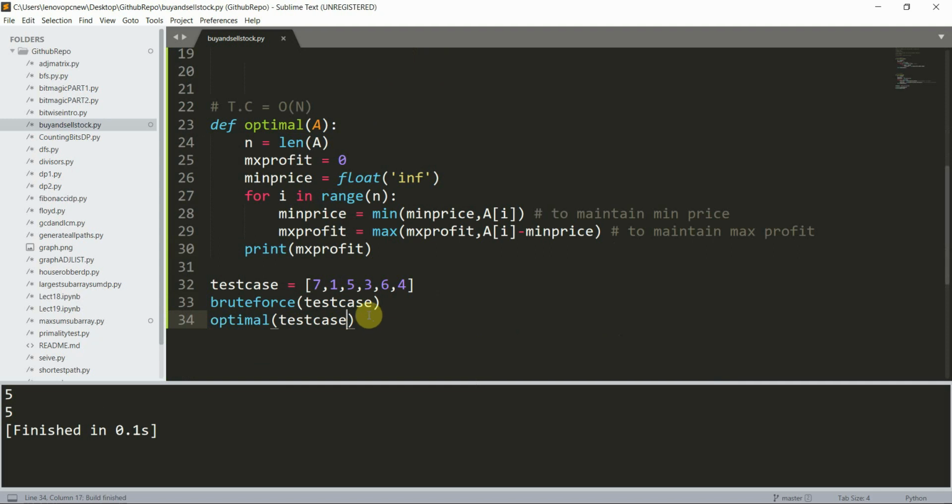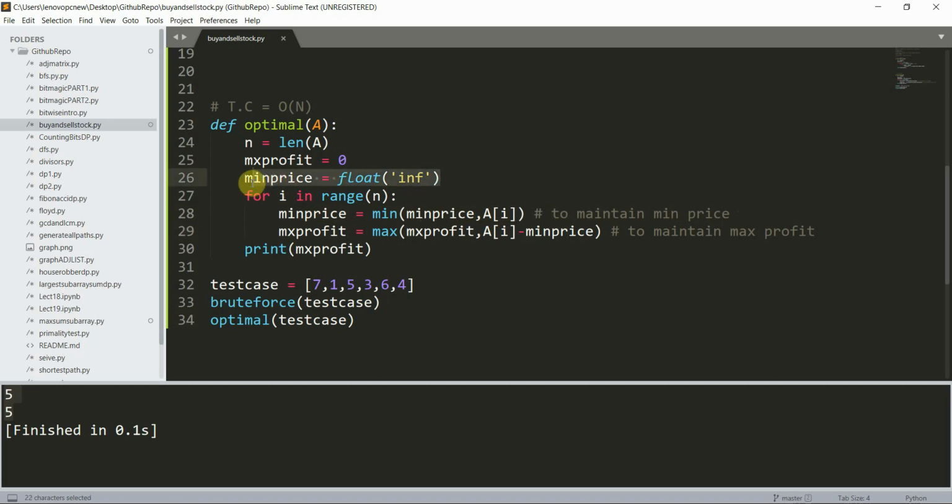Yeah, so in both the solutions I get 5 as the answer. So I just want to tell you that this is the correct approach, but I'll give you a quick overview of how I went through this approach. I'll maintain a variable min price, which will keep track of the minimum price. To maintain the minimum price is simple.